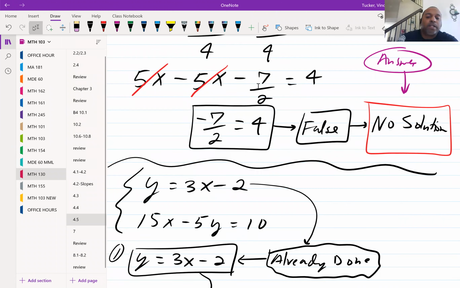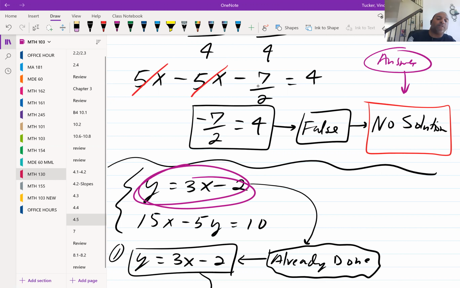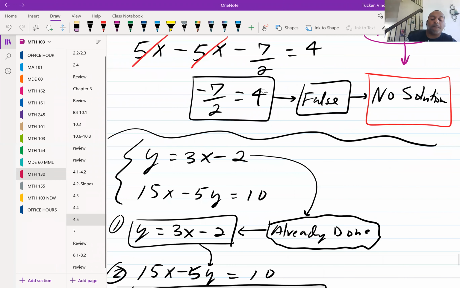We have y equal to 3x minus 2, and we have 15x minus 5y equal to 10. So remember, your first step is always to solve one of your equations for one of your variables. So in this case, we don't have to do it because it's already done. y is equal to 3x minus 2. We already have one of our variables solved for here. y is by itself. So it's already done for us. And that'll be our step 1.